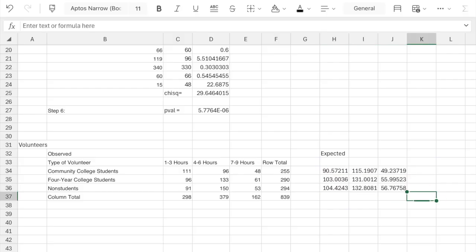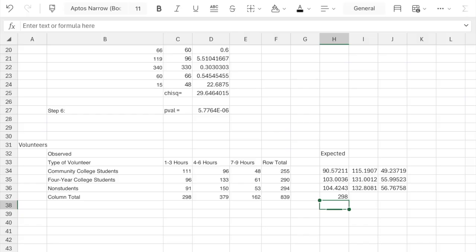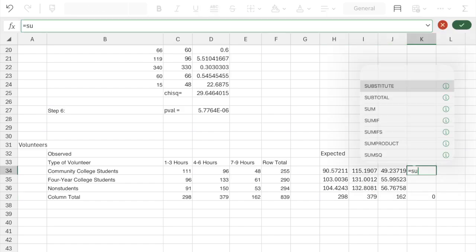Paste. There's my expected frequencies. It's the row total times the column total divided by the grand total for every single cell. Now watch what happens if I take the sum of these. Yeah, right? It always matches. Let me take the row sum here.